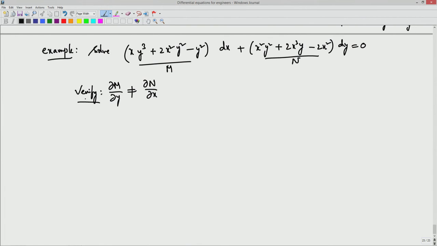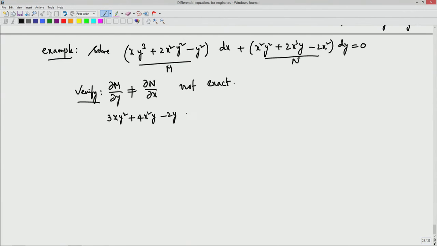This is what is the case. So it's not exact, implies not exact. So how do we make it exact? ∂M/∂y, you calculate, actually it becomes ∂M/∂y is 3xy² + 4x²y − 2y.